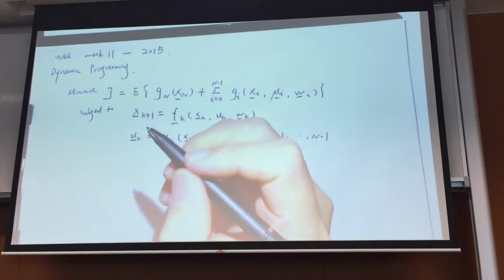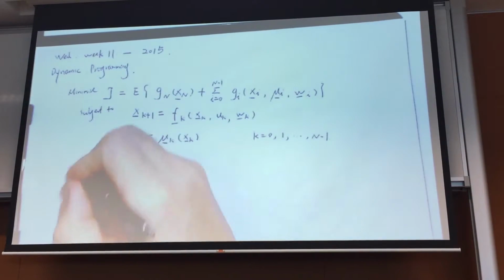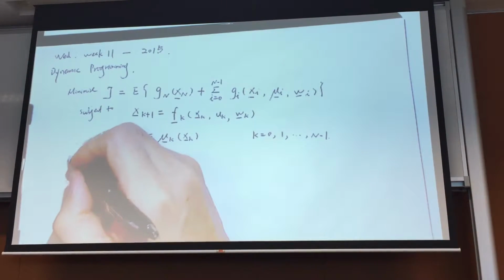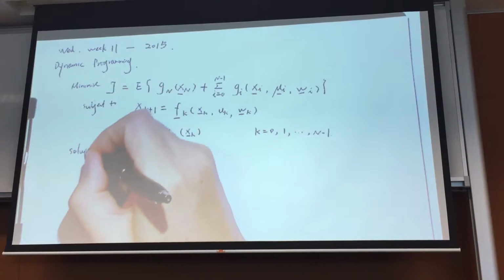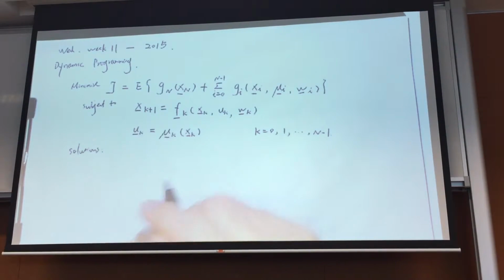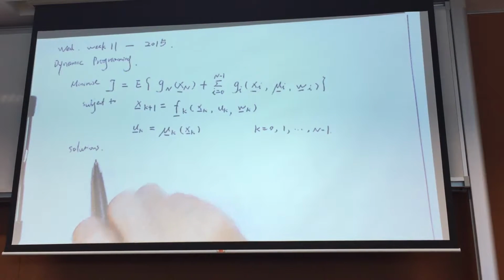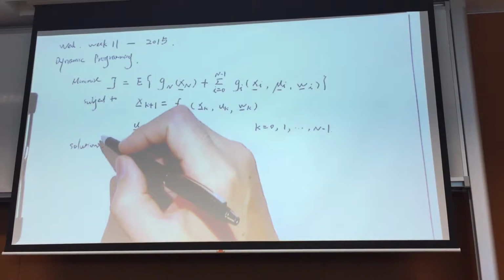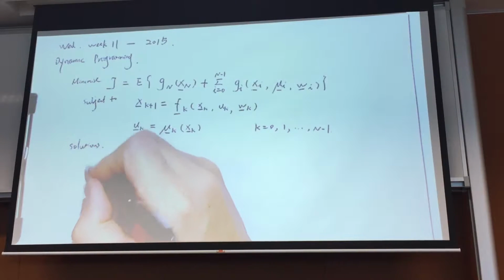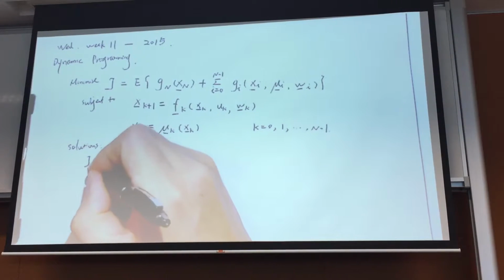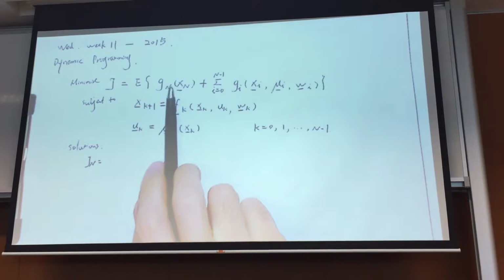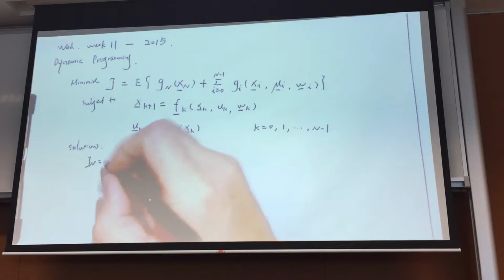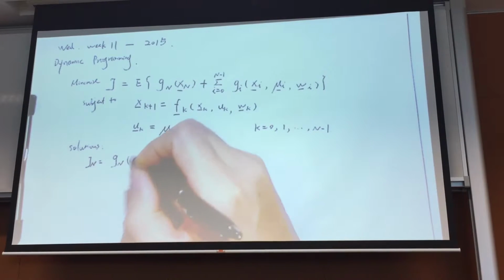For the solutions to the above problem, it is known as the dynamic programming algorithm. For the dynamic programming algorithm, we start with the final state. The final state is just given by the first part in the cost function.